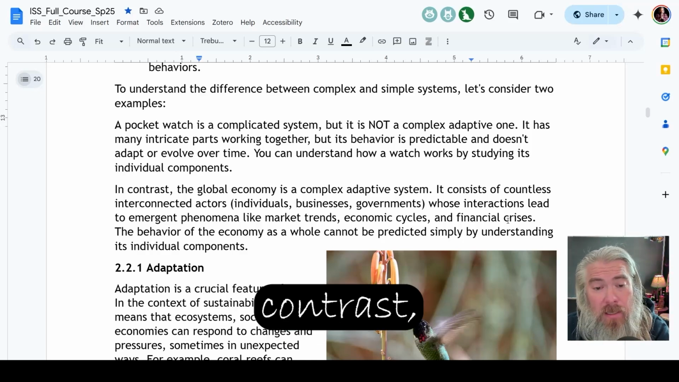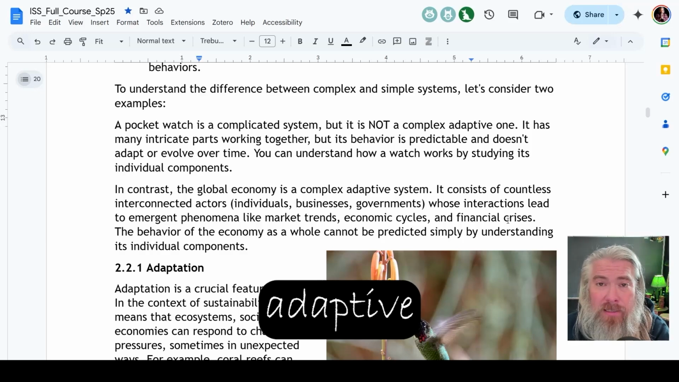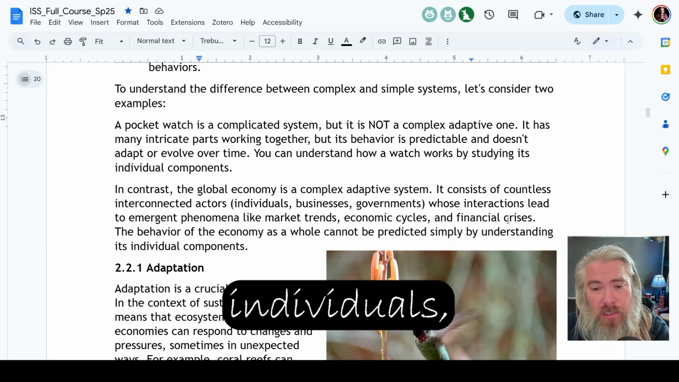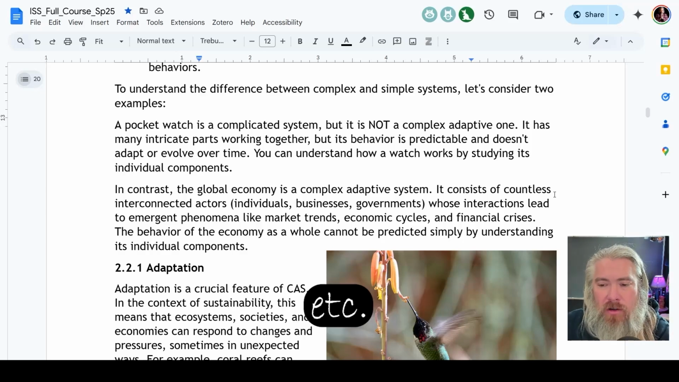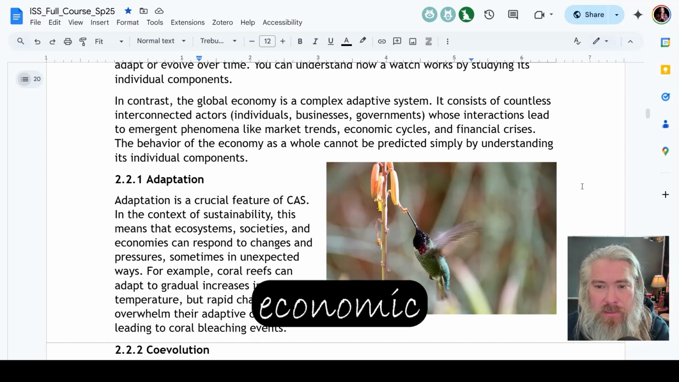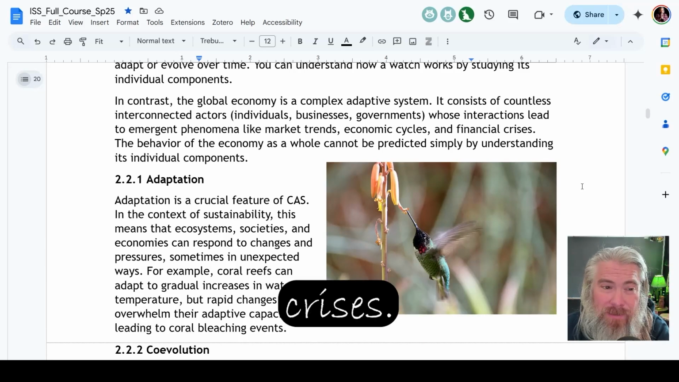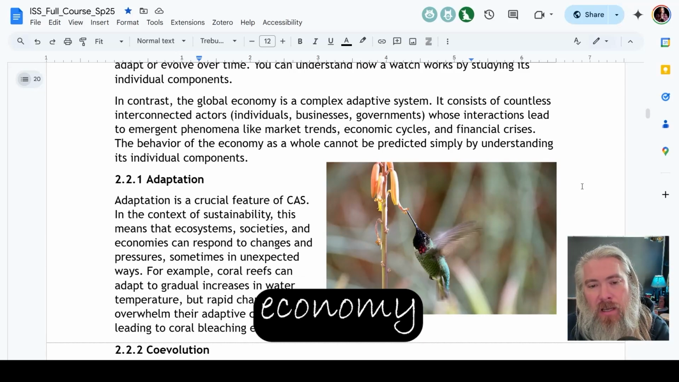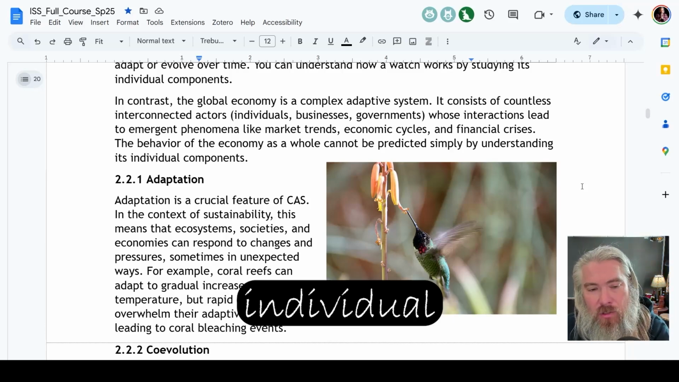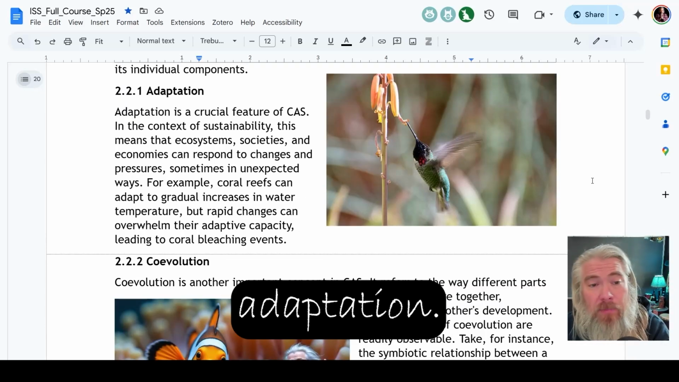In contrast, the global economy is a complex adaptive system. It consists of countless interconnected actors, individuals, businesses, governments, etc., whose interactions lead to emergent phenomena like market trends, economic cycles, and financial crises. The behavior of the economy as a whole cannot be predicted simply by understanding its individual components. This leads us to adaptation.